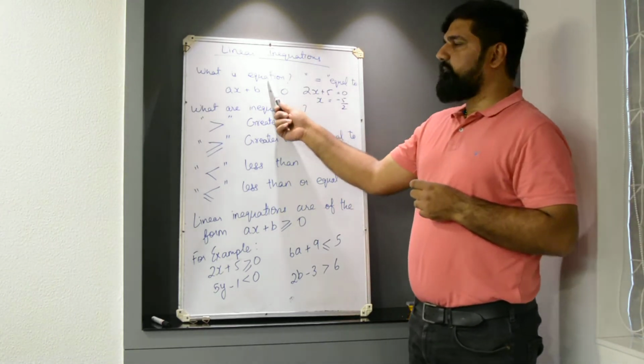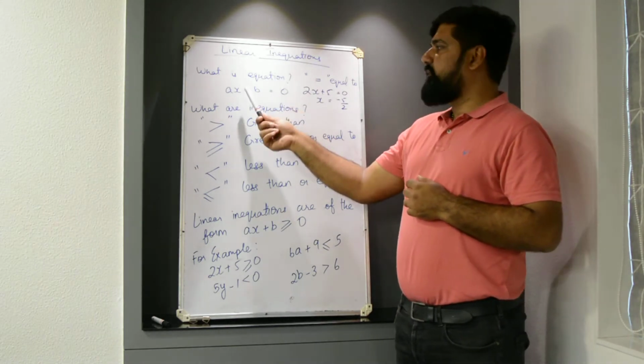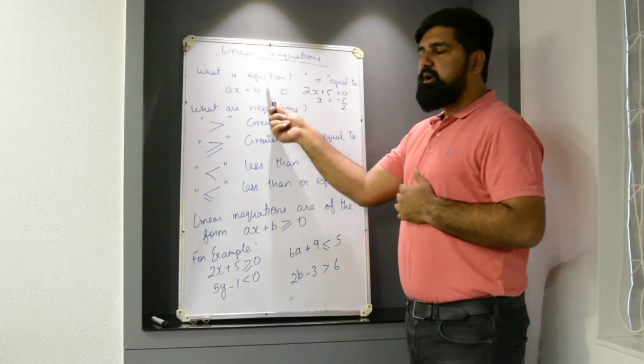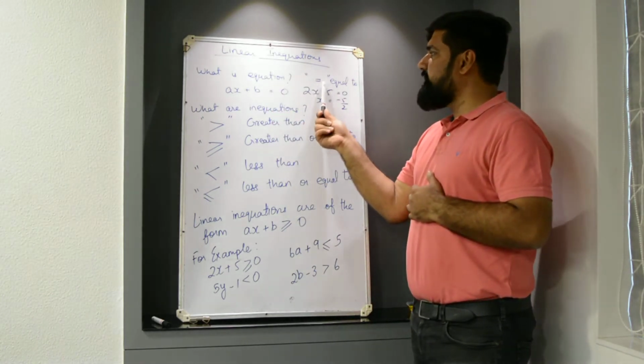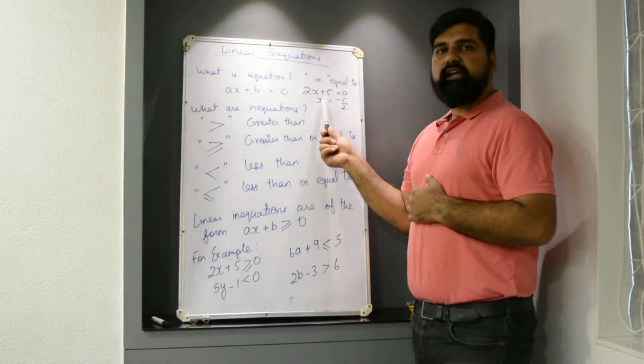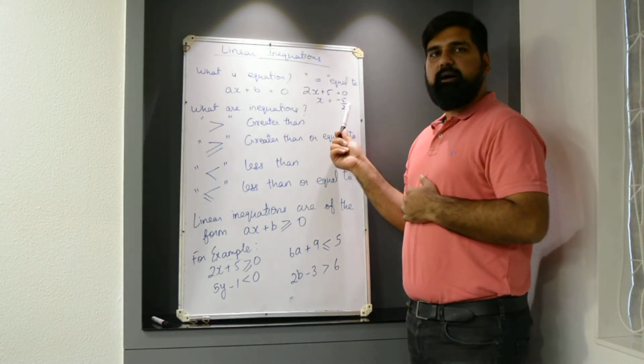What is an equation? Well, a linear equation is of the form ax plus b is equal to 0. So here, being an equation, we use an equal to sign in between. Like 2x plus 5 is equal to 0. So we solve it, we get x is equal to minus 5 by 2.